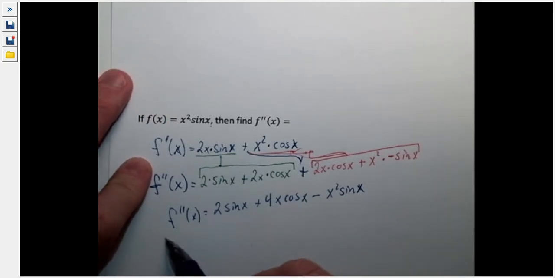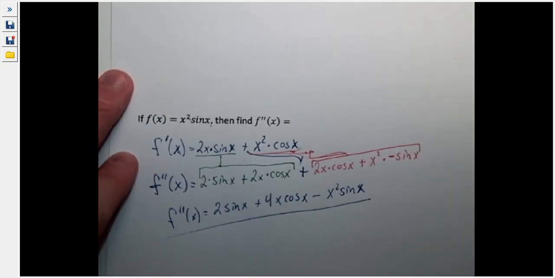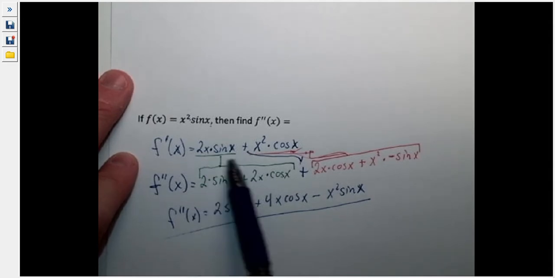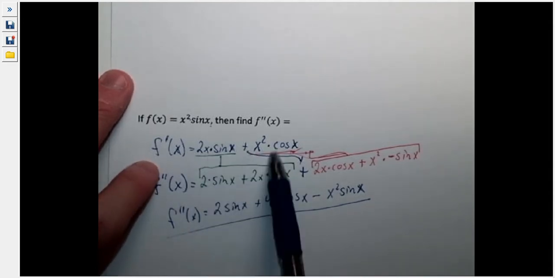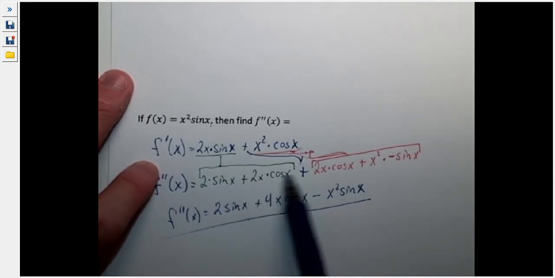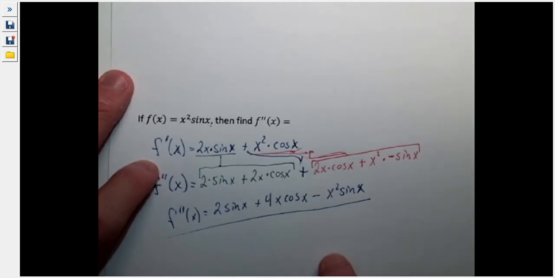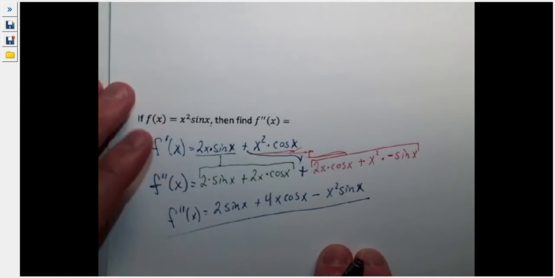And here is our second derivative. So you can see sometimes when you take a derivative of a derivative, you're going to end up having multiple rules going on in the same problem. Okay, so let's do one where it's quotient rule.